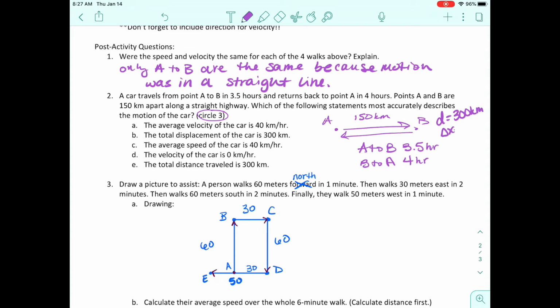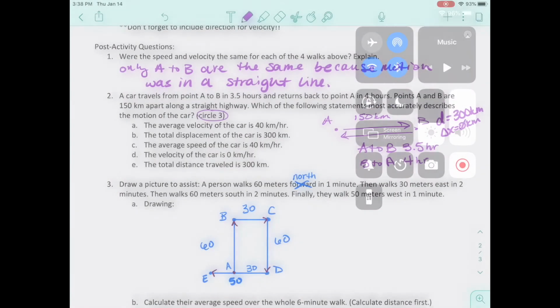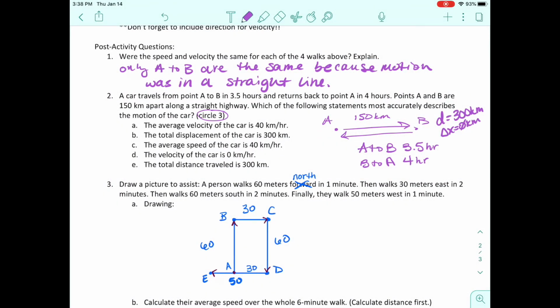The displacement, we're going to start at A and then come back to A. So the displacement's going to be 0. Right? So if you start where you stop, your displacement is 0. So now we need to figure out our speed and our velocity. So the total trip took 3.5 hours plus 4 hours. So that's 7.5 hours for the whole trip.